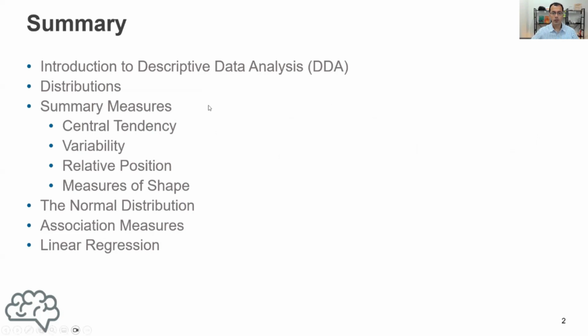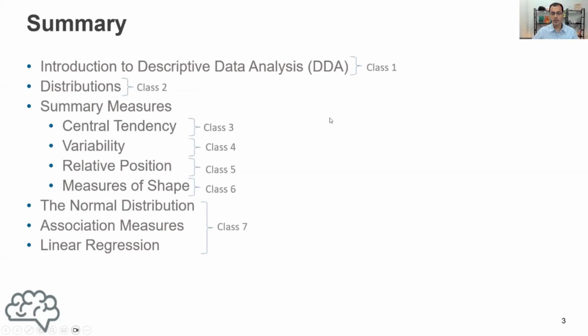We start with an introduction to descriptive data analysis, then we talk about data distributions, and we go into the summary measures, starting with the central tendency measures, then variability measures or measures of dispersion, then relative position measures, measures of shape, then we talk about the normal distribution, main association measures, and we conclude our course with linear regression.